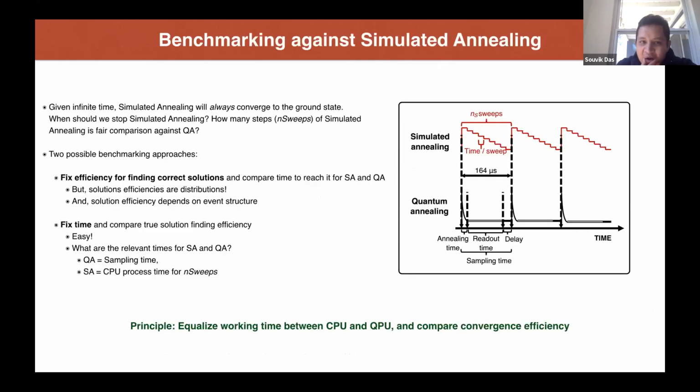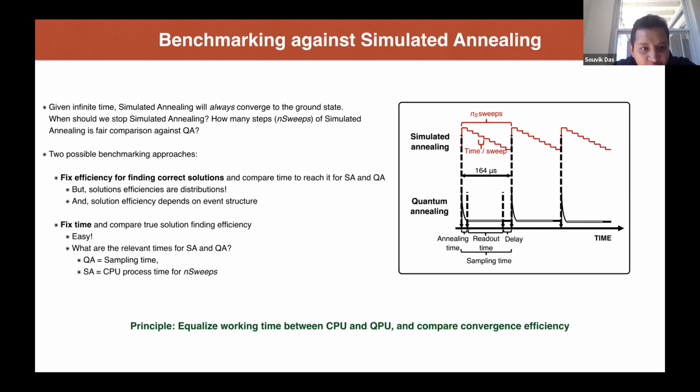Okay, I have about 5 minutes left, so I'll go a little fast. We tried to benchmark this process against simulated annealing. The first thing to recognize is that if we give infinite time to simulated annealing, it will always converge to the ground state, no matter how many false minima you have, you will always jump out of them and come to the ground state. So when do we know when to stop simulated annealing? That is, how many iterations of simulated annealing is a fair comparison against quantum annealing?